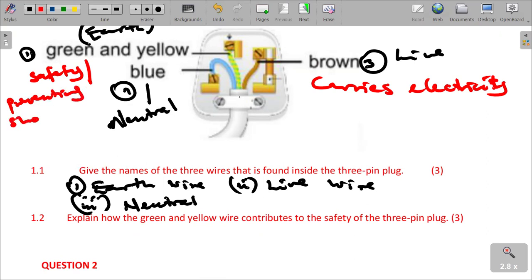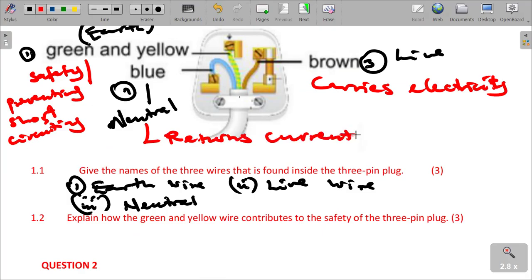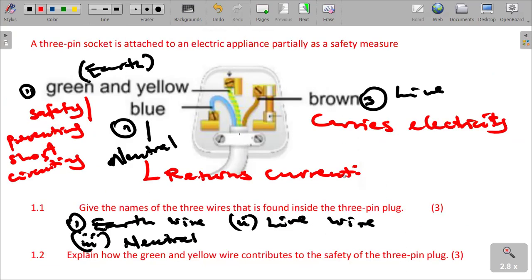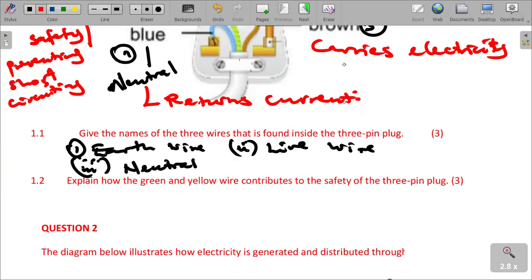Preventing short circuiting, which is the same thing that we are talking about: safety. And then the neutral wire, we are to understand again that it retains current. I'm sure we have got a 3-pin plug also that I did in the previous videos. Please check on it, and then we can comprehensively cover all these aspects as they are required in our syllabus.